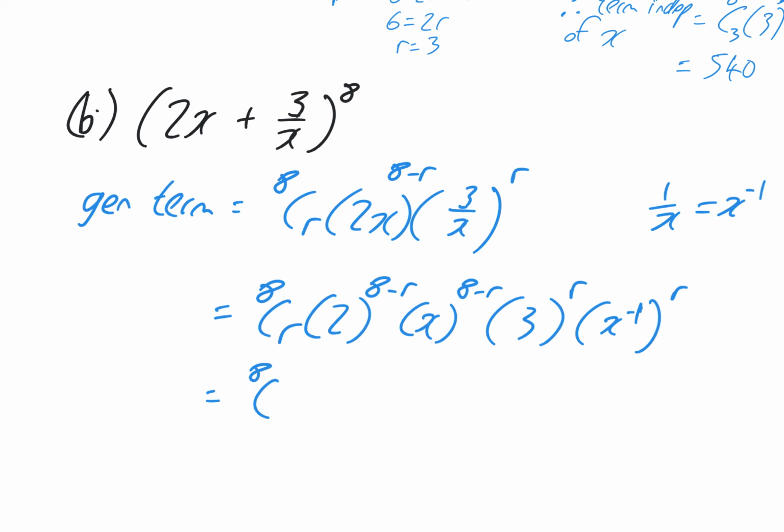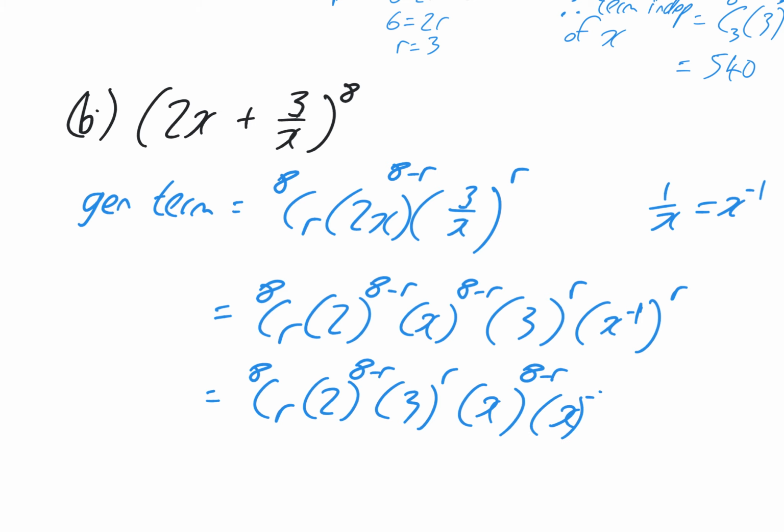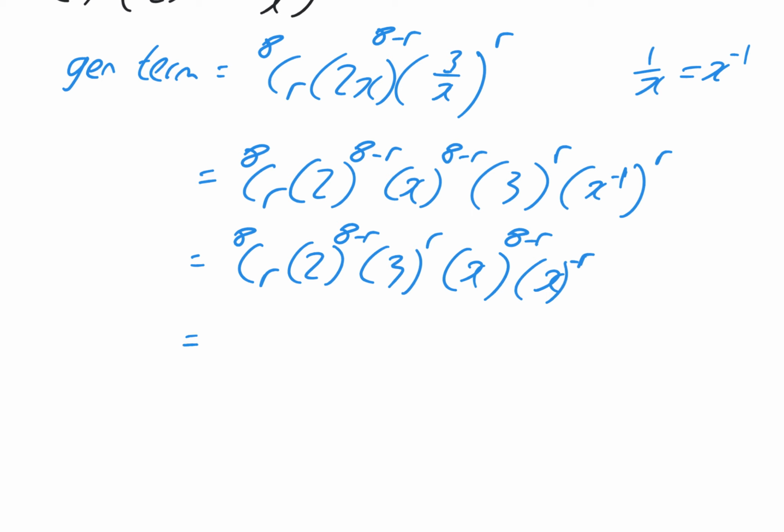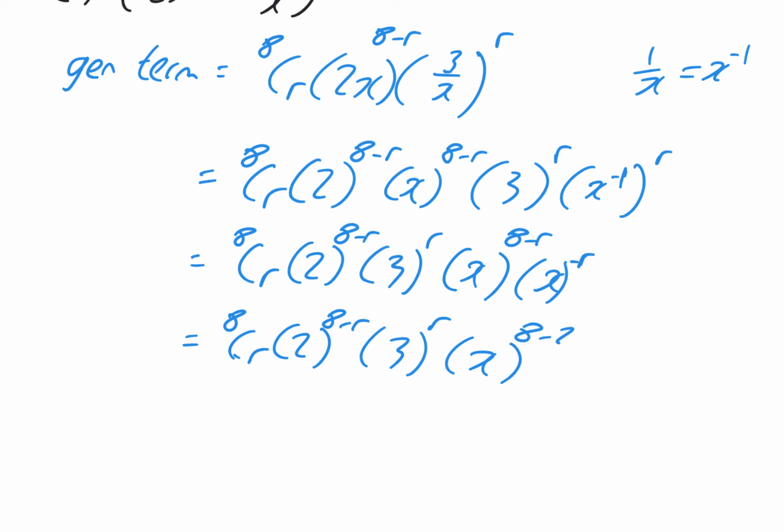Let's bring all the completely numerical bits out the front. So we had 2 to the power of 8 minus r. We had 3 to the power of r. Then we had our algebraic terms. You have x to the power of 8 minus r, and then we have x to the minus 1 to the power of r, which is going to be x to the power of minus r. And then if we tidy that up, again, the last two terms can be combined. So you can have 8Cr times 2 to the 8 minus r, 3 to the power of r, and then that's going to be x to the power of 8 minus 2r.